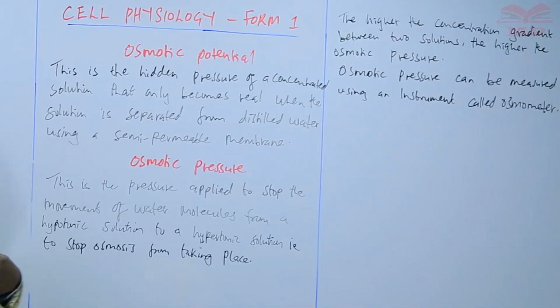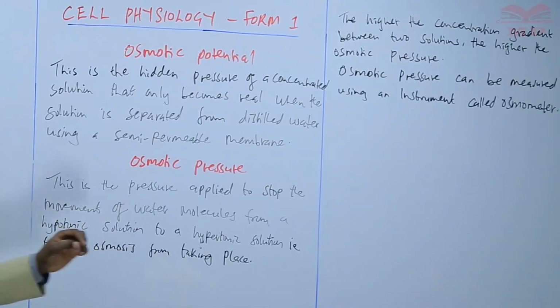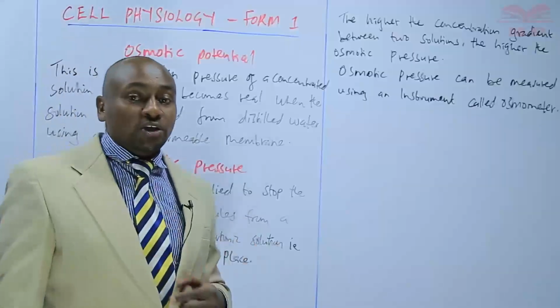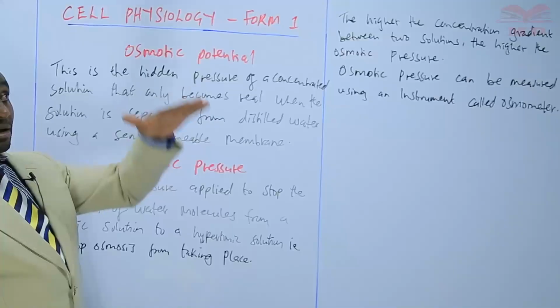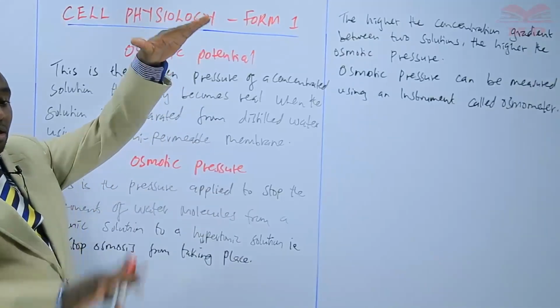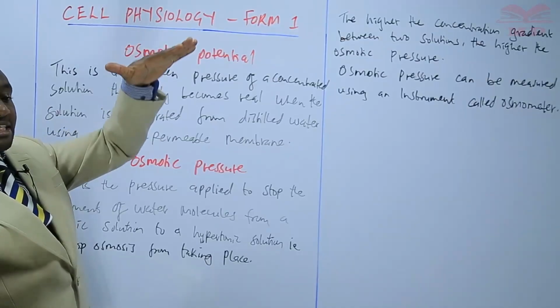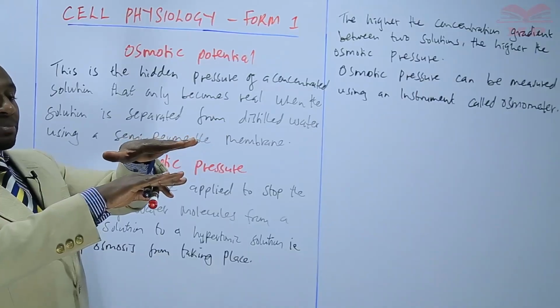Osmotic pressure is the pressure applied to stop the movement of water molecules during osmosis, the pressure that stops osmosis from taking place. And this osmotic pressure increases with the concentration gradient. If the concentration gradient between two solutions is very high, as in one solution is very highly concentrated and the other one is very low, then it means that the osmotic pressure is very high. But if the two solutions have almost the same concentration, then the osmotic pressure is lower.